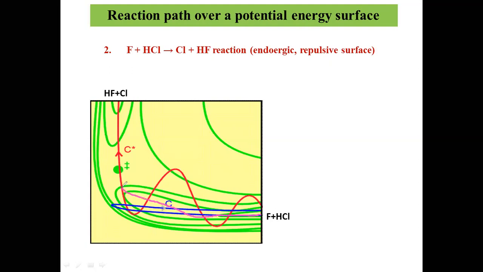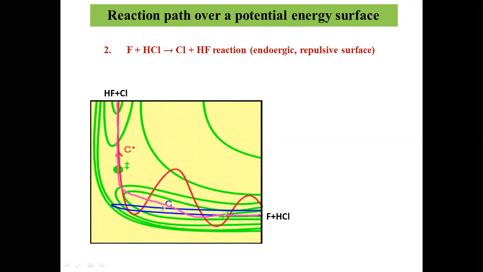Now for endoergic reaction, my saddle point is in the exit channel. So they're near the products, right? And then when it crosses, again we are climbing down, but it's not as low as the reactant. So this is an endoergic reaction. So this pink curve is the minimum energy path, right?